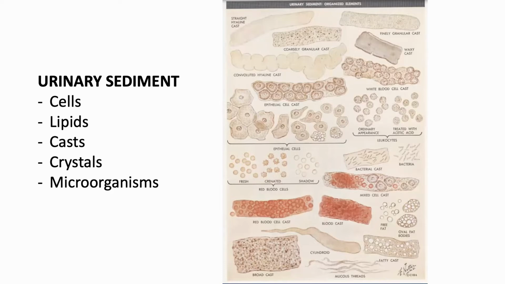So here is a diagrammatic representation of the different organized elements present in urinary sediment. So we have the different types of cells, lipids, casts, and crystals, even microorganisms that are identifiable upon microscopic examination of the urinary sediment.